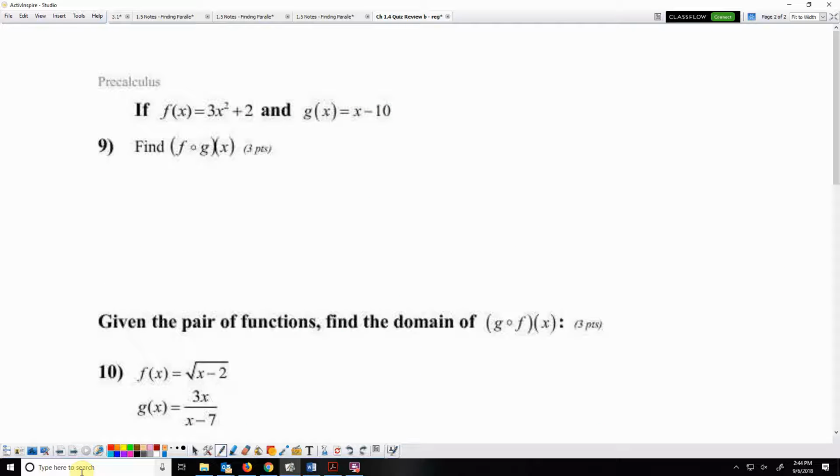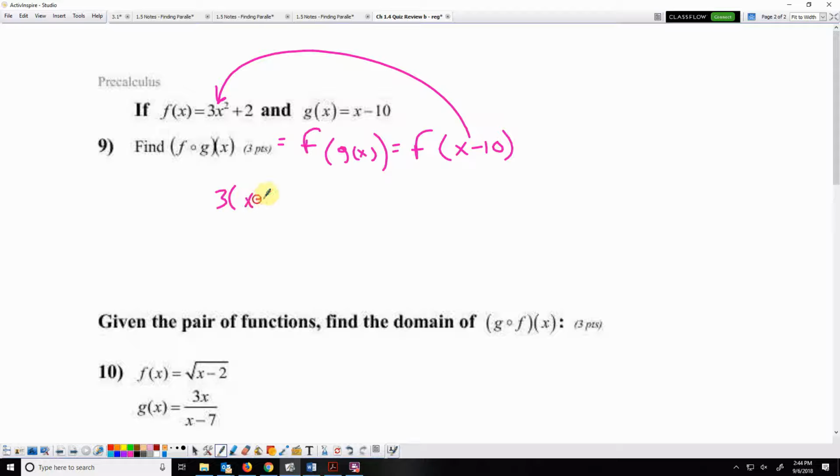Find f of g of x. So that's the same as writing it like this, which means we're doing f of g of x, where g of x is x minus 10. So we're just taking this x minus 10 and plugging it in to f of x. So we get 3 times x minus 10 squared plus 2. X minus 10 squared means x minus 10 times x minus 10.